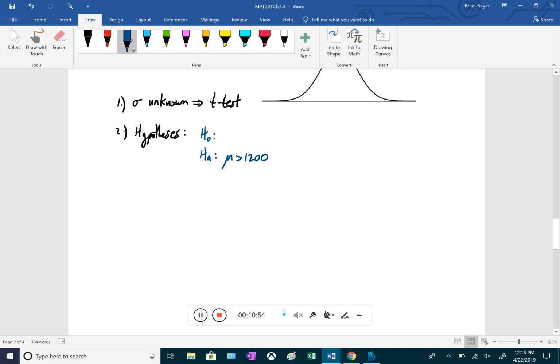So that's our claim. The null is going to be the opposite of that, so it's going to be less than or equal to 1200. Once again, let's look at the alternative and notice, based on the fact that it's greater than, this is a right-tailed test.